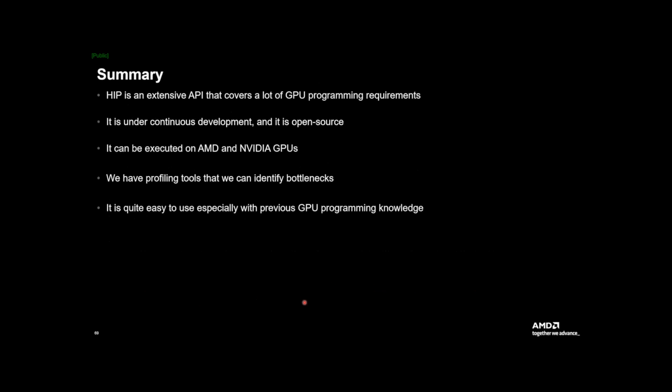Summary: HIP is an extensive API that covers a lot of GPU programming requirements. It's under continuous development. There's a new release quite often, and it's open source. Code can be executed on AMD and NVIDIA GPUs. They're really portable. We have profiling tools that can identify bottlenecks, and it's quite easy to use, especially with previous GPU programming languages. Many things are quite similar.